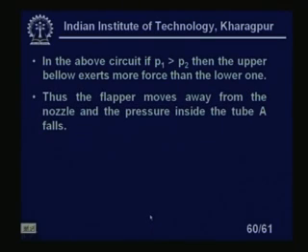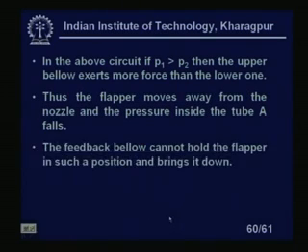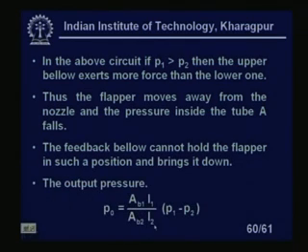Thus the flapper moves away from the nozzle and the pressure inside the tube A falls. The feedback bellows cannot hold the flapper in such a position and brings it down. So the output pressure will be P0 equal to AB1 by AB2, I1 by I2, times (P1 minus P2). This will give you the direct output pressure, again a function of P1 minus P2, which is calibrated in terms of the flow. So with this I come to the end of the flapper nozzle system.